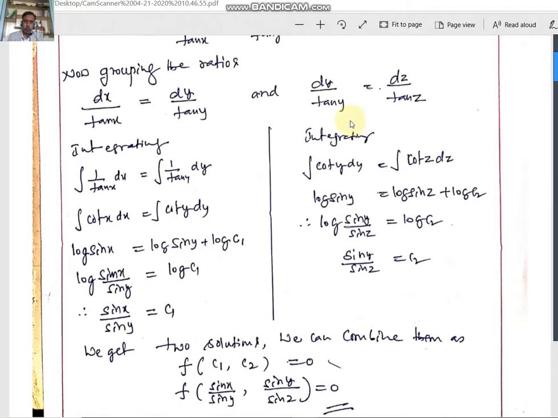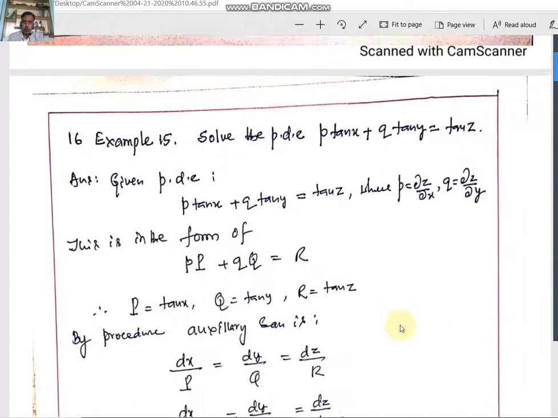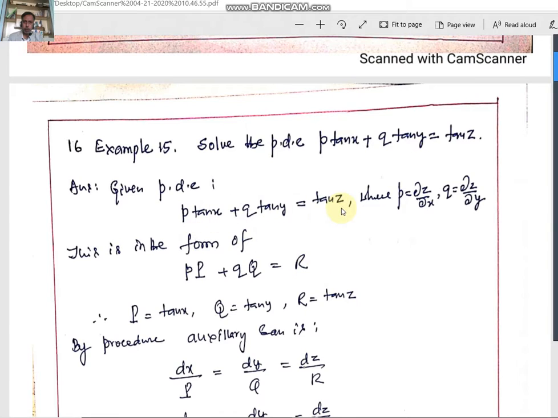Similarly, the other group will be solved by integrating. We will obtain another solution, sin y by sin z is equal to c2. So we got two solutions. We will call this the u function and this the v function. Combine them: f of c1 comma c2 is equal to 0, or f of sin x by sin y comma sin y by sin z is equal to 0. So this makes the general solution of the Lagrange's linear equation.